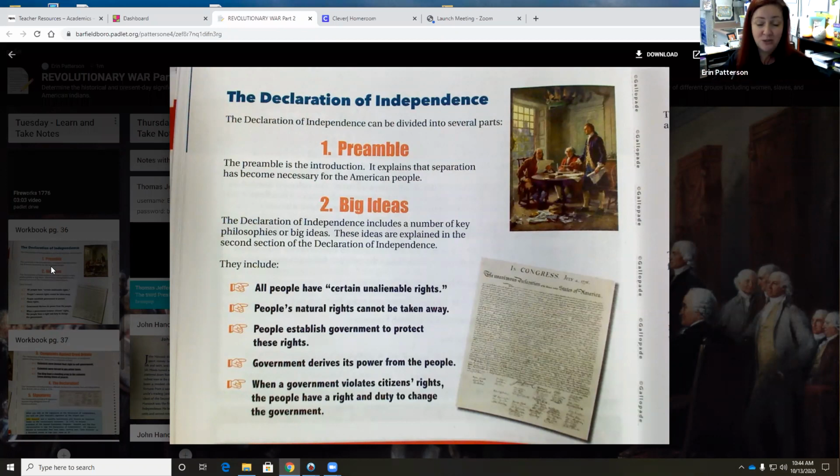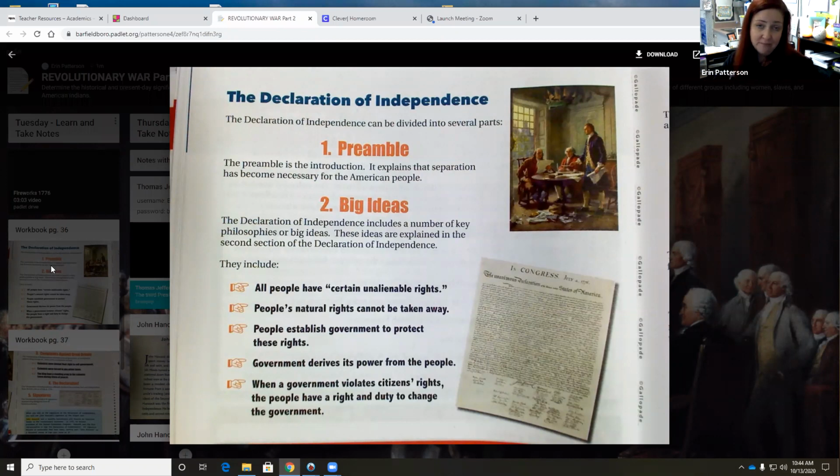And it has some parts to it. On page 38, you'll see this here. And you can see some of our founding fathers writing the Declaration of Independence and working on it. Thomas Jefferson, Ben Franklin, and John Adams were the three big writers on the Declaration of Independence. The first part, preamble, it's just a fancy word for introduction. It just explains, hey, we are going to be separating. It's necessary for the American people, the colonists, to separate from England.